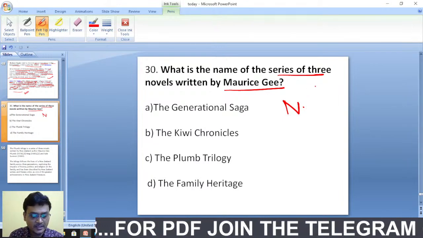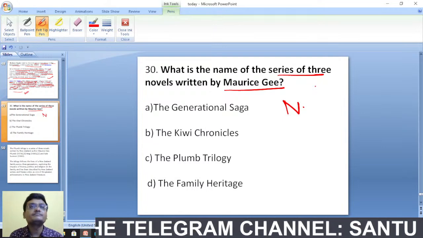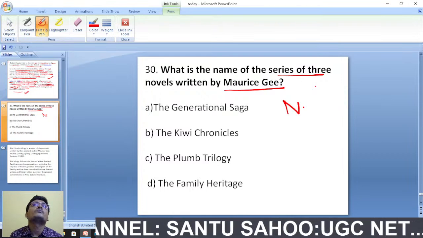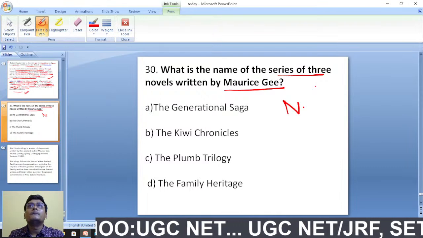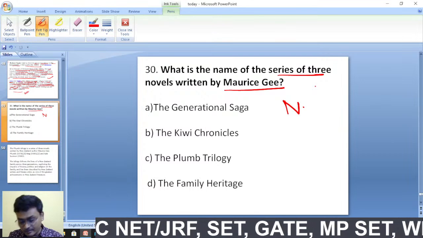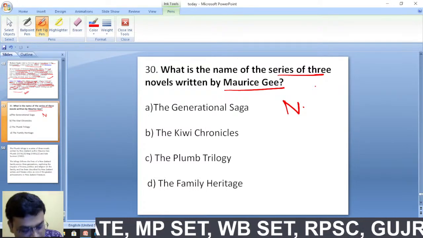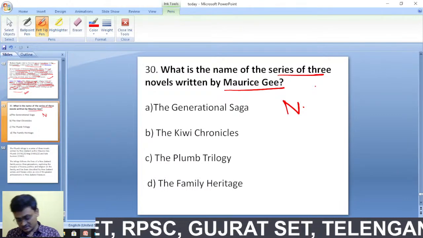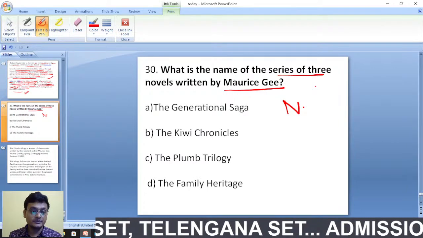Maurice Gee, Keri Hulme, then the short story writer, the famous short story writer Katherine Mansfield. Katherine Mansfield has written the work Prelude as well. Katherine Mansfield has written a short story, Prelude.